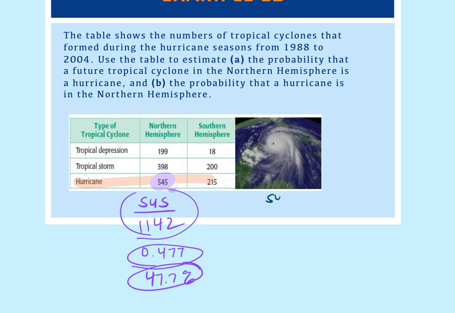So it's still 545, but it's out of the total of hurricanes. So 545 plus 215, which is 760. And 545 divided by 760 is 0.717, or 71.7%.